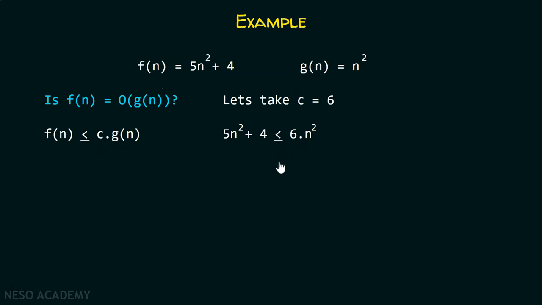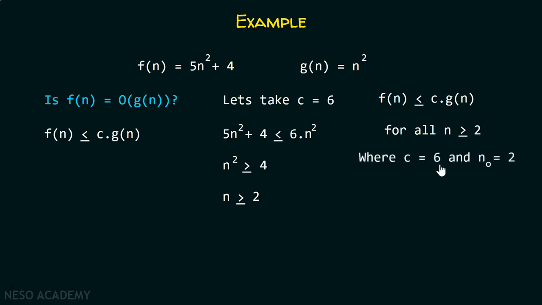After this, we need to determine the value of n. For this purpose, we will solve this equation. N square becomes greater than or equal to 4, and then n becomes greater than or equal to 2. So it is clear from this inequality that fn is less than or equal to c dot gn for all n greater than or equal to 2. Here n naught is equal to 2, where c is equal to 6. Here you can see the n naught value is 2 and c, that is the constant, is 6. So with these constants, we will get that fn is less than or equal to c dot gn. Here gn is representing the least upper bound on fn.